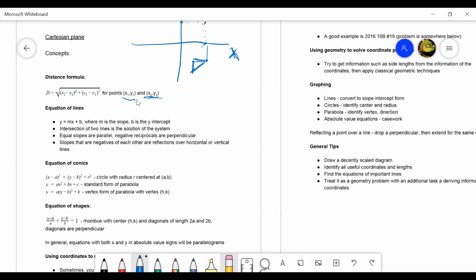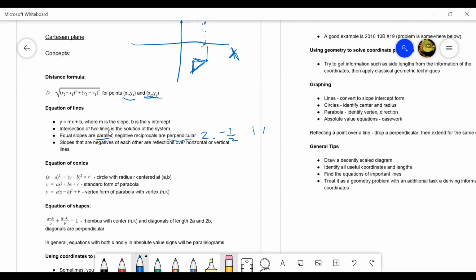Equal slopes are parallel, and negative reciprocals are perpendicular. So 2 separate lines with slopes 2 and negative 1/2 would be perpendicular, and 2 lines of slope 1 would be parallel. That's what I mean by that. Parallel means the lines never intersect, and perpendicular means they form a 90-degree angle.